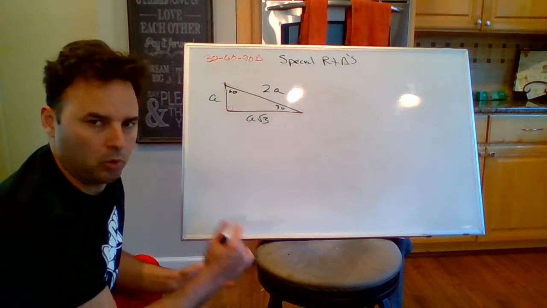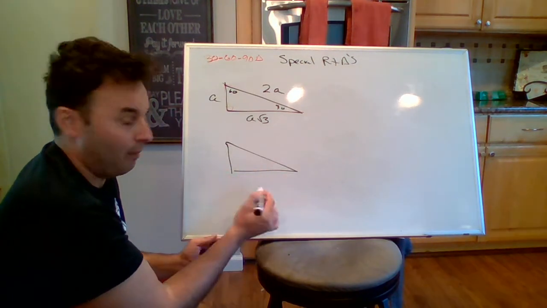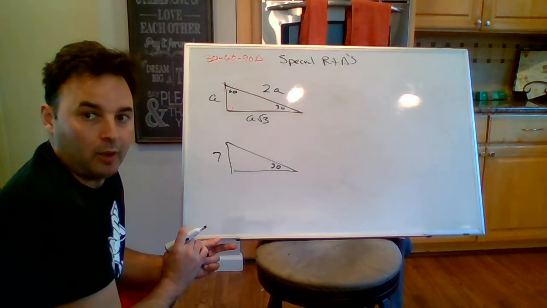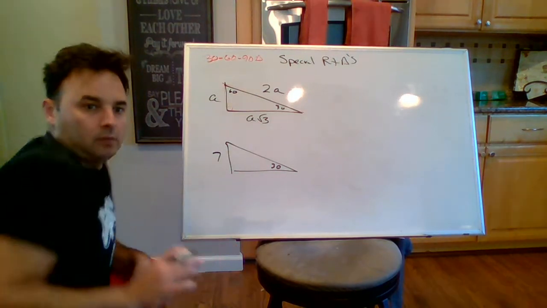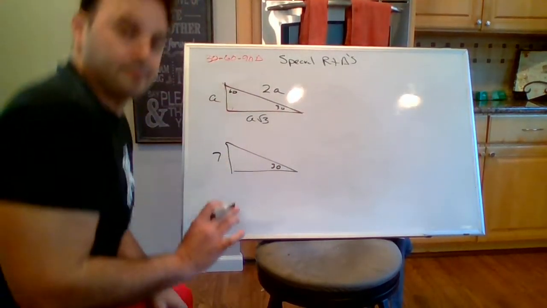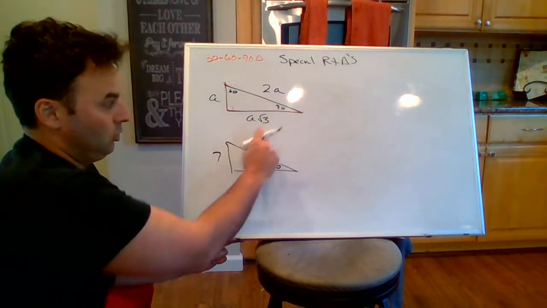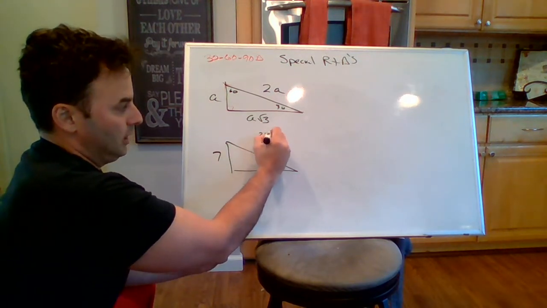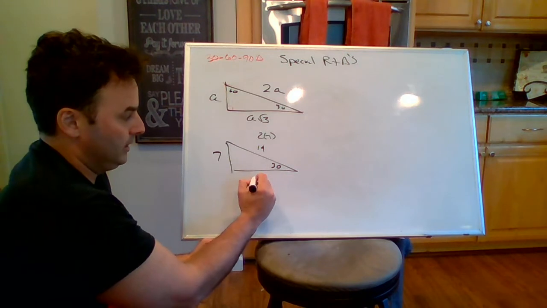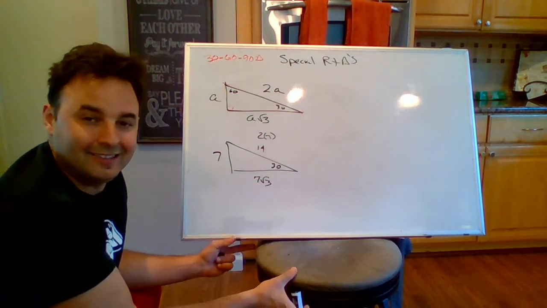So let's look at how this would work. Let's take a basic one. Let's say across from 30 was 7. So across from 30 is 7, and 2A is just 2 times 7, 14, pretty basic. And then here would be 7 radical 3. All right, that's the easiest version of it.